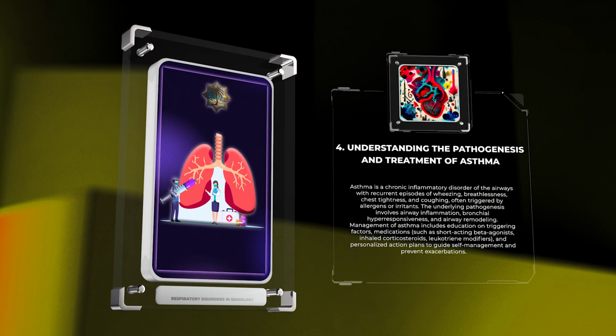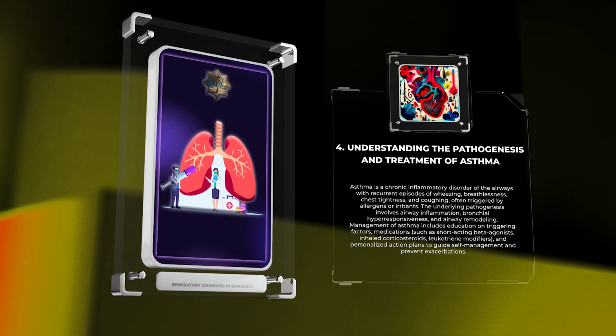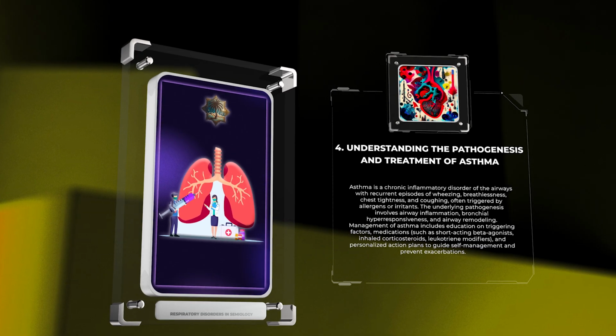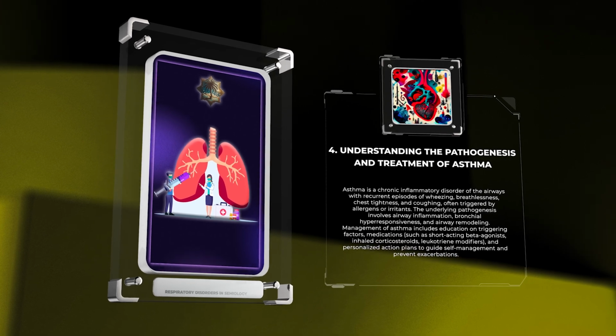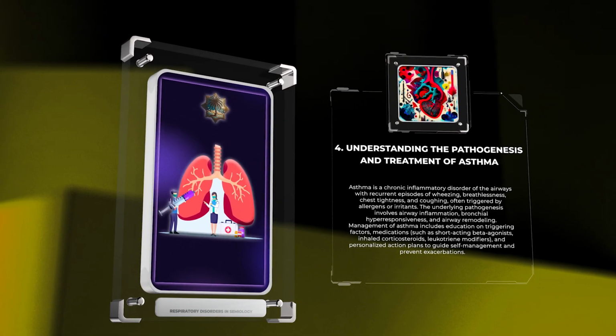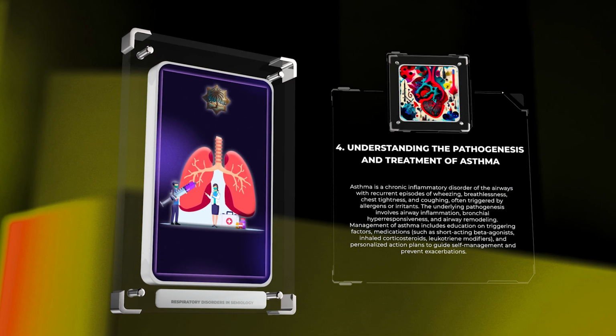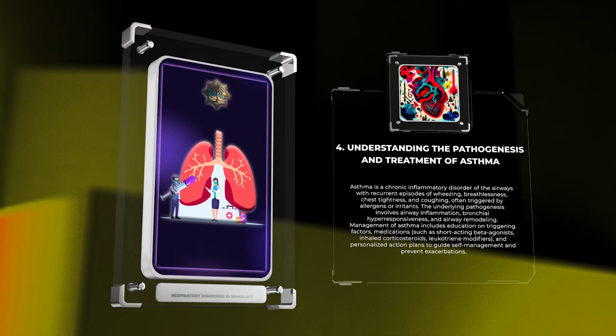The underlying pathogenesis involves airway inflammation, bronchial hyperresponsiveness, and airway remodeling. Management of asthma includes education on triggering factors, medications, such as short-acting beta agonists, inhaled corticosteroids, leukotriene modifiers, and personalized action plans to guide self-management and prevent exacerbations.